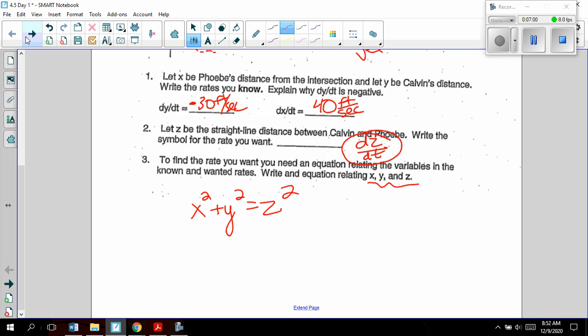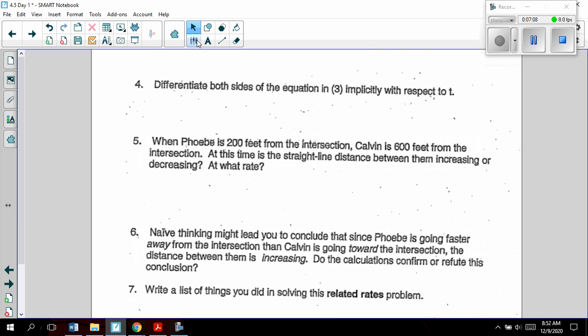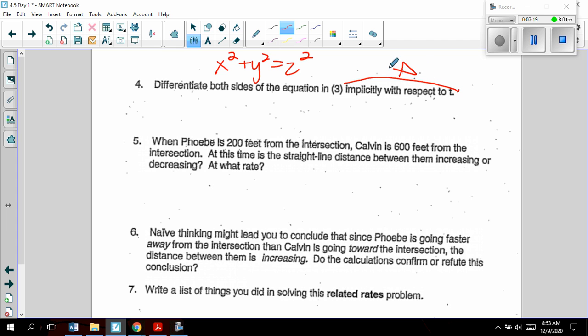All right, I'm going to go to the next slide, where we start putting all of this information together. Step 4 wants you to differentiate both sides. So I'm going to put my formula here again: x squared plus y squared equals z squared. Differentiate the equation from 3 implicitly, and here's your key, implicitly with time. So you are going to be doing more implicit differentiation here. Instead of having x's and y's mixed together, we're going to have x, y, z, m, whatever variables you want, but we're going to take the derivative with respect to time. So time is my independent variable. Here's how it's going to look.